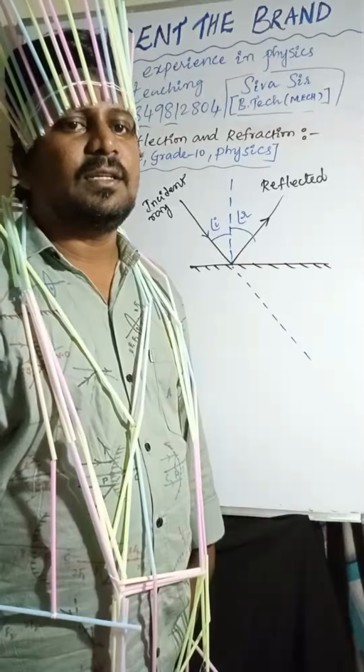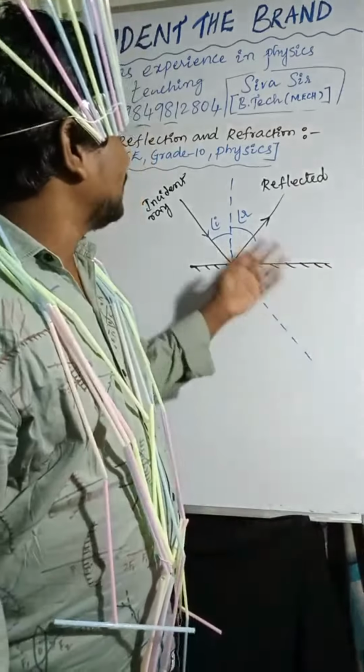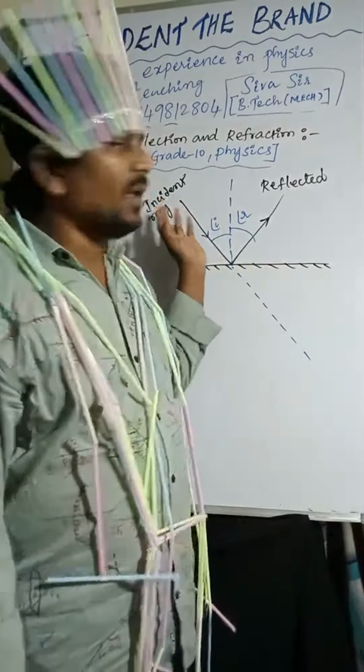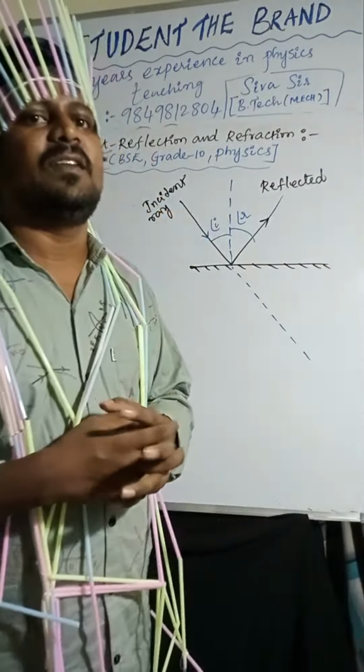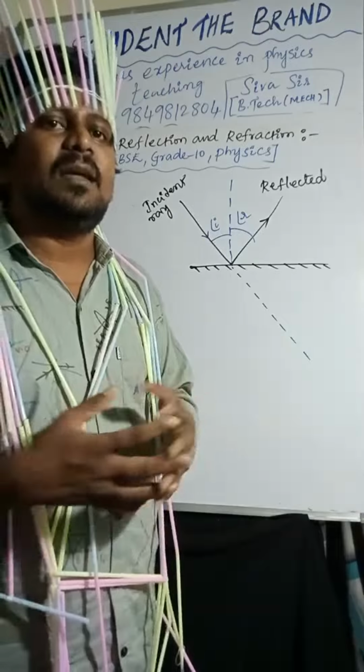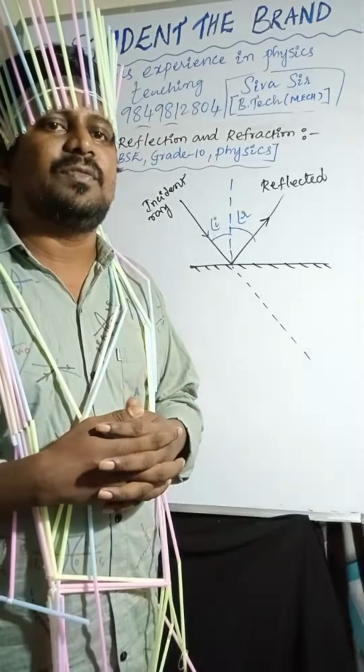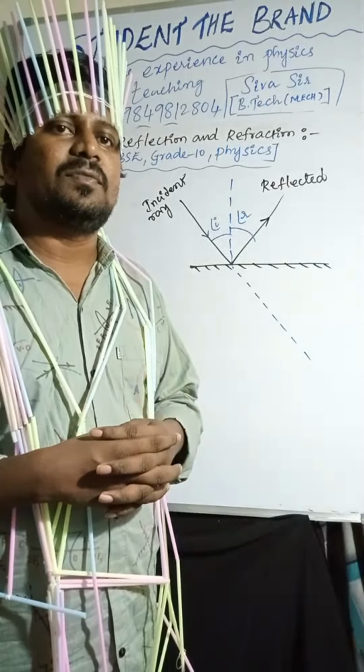Today we are going to discuss light reflection and refraction. The bouncing back of light from a reflecting surface is called reflection of light.